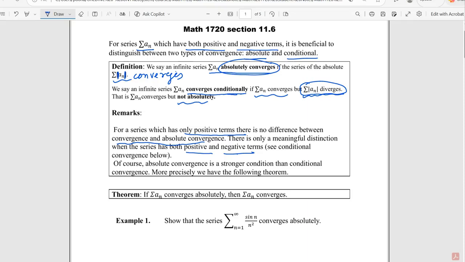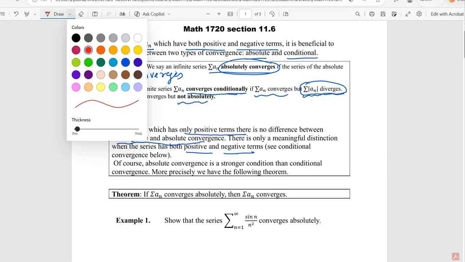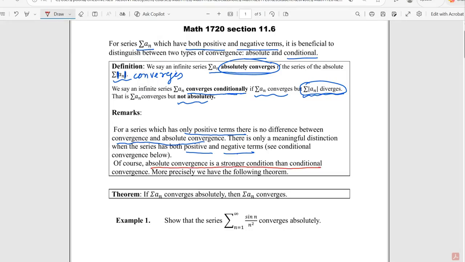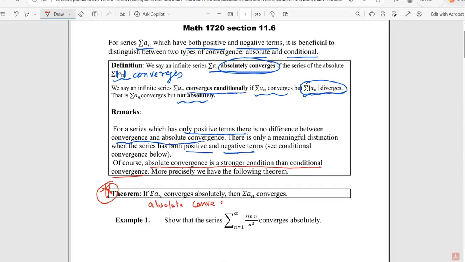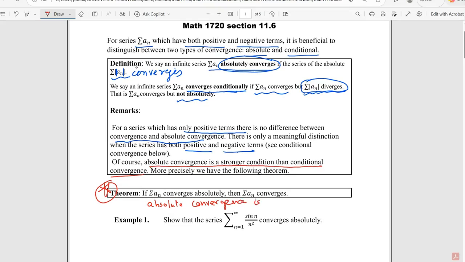So here we have a very important point: absolute convergence is a stronger condition than conditional convergence. Why? Because absolute convergence actually claims that the original series converges also. So here is an important theorem which tells me that absolute convergence is stronger.